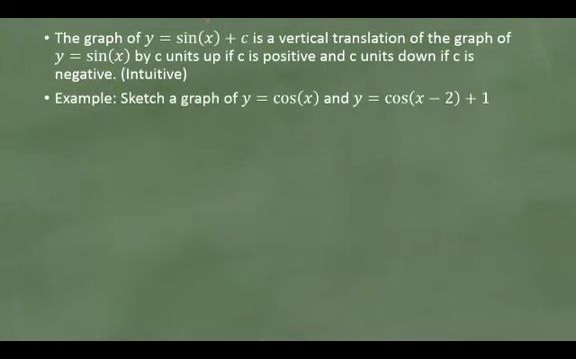Now whenever you're adding something to the outside of the function, right? It doesn't say sine of x plus c on the inside, but sine of x, plus c on the outside. Whenever you're adding something to the outside, it's going to be a vertical translation, so up or down, right? You're adding to the y values essentially. And this is just like you would think. It's very intuitive. If it says plus c, you move up, right? If it says minus c, you move down.